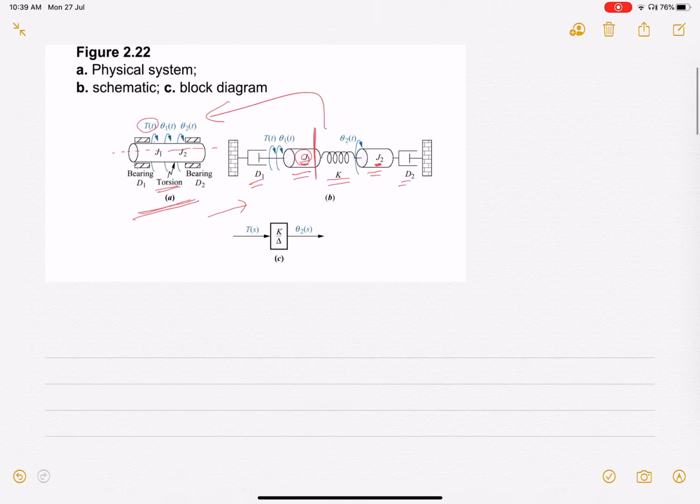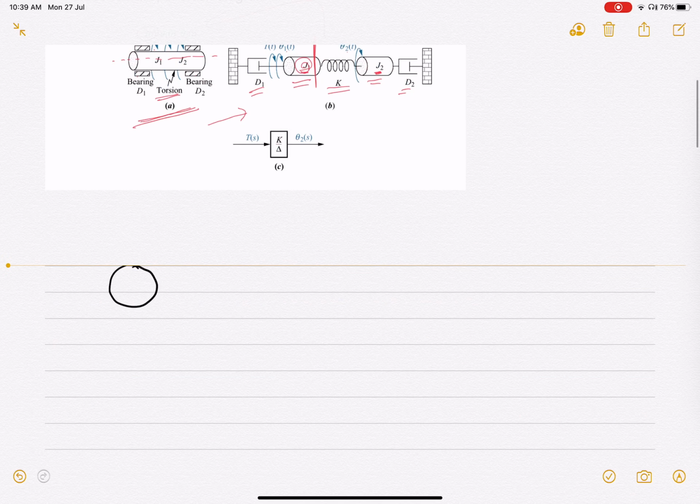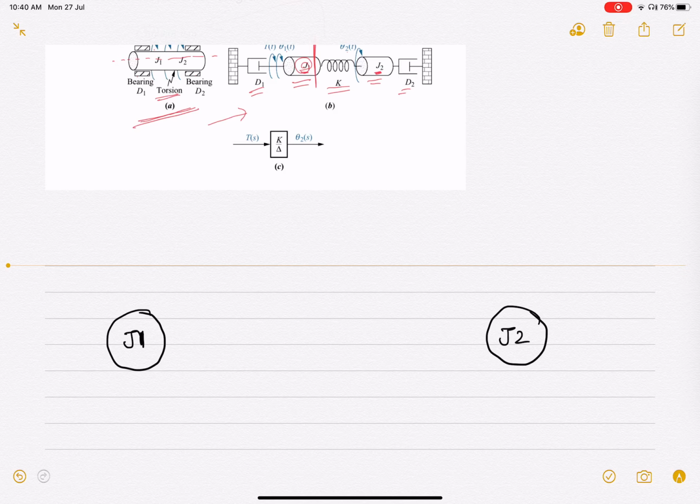And how do we basically write down the equations? We can write them down by the inspection method, but let us do it by first drawing the free body diagram. So how do we draw a free body diagram for rotational systems? We take this J1, the moment of inertia, and we take this J2 moment of inertia, and let us see what the forces are.